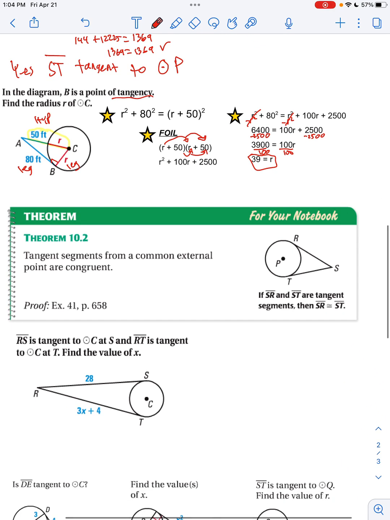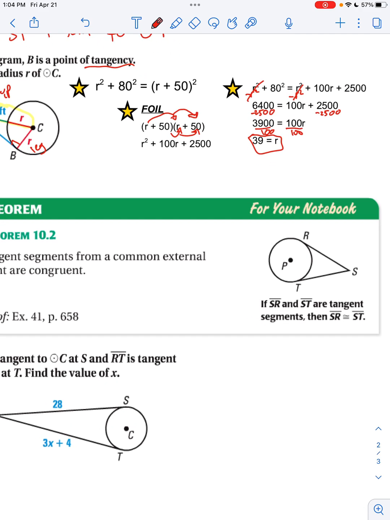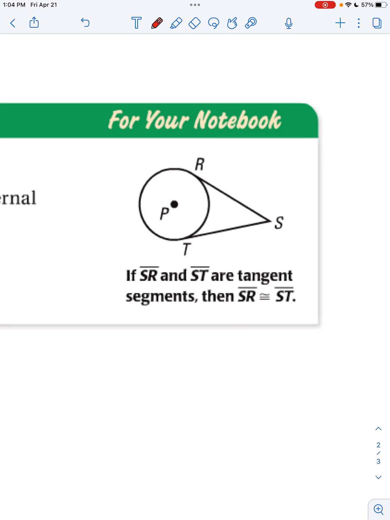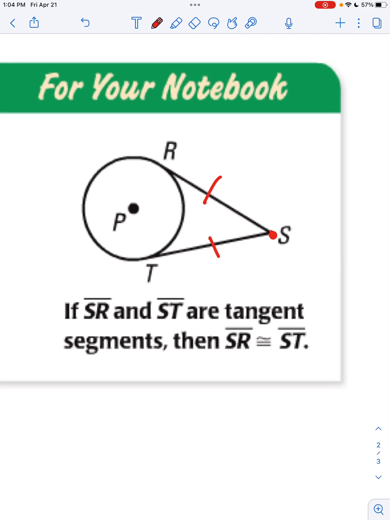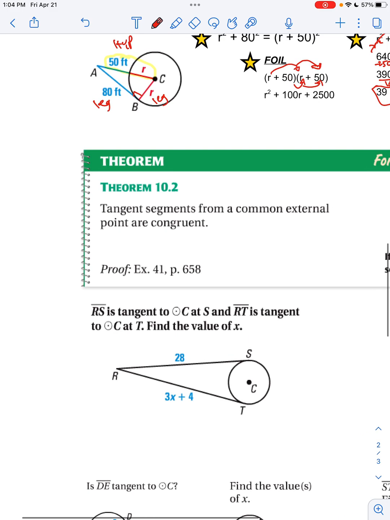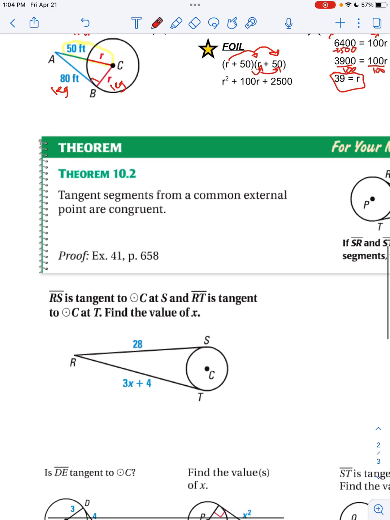One other additional property that we have here is that a tangent segment can come from an external point outside like this. And this is going to tell us that this line ST is congruent to this line SR. So if we have this external point out here and I know ST, well, I also know SR. If I look at this example, RS is tangent to circle C at S and RT is tangent to circle C at T. Find the value of X.